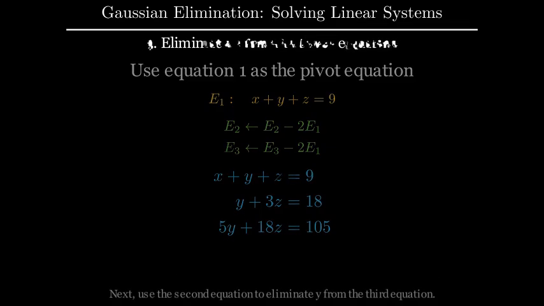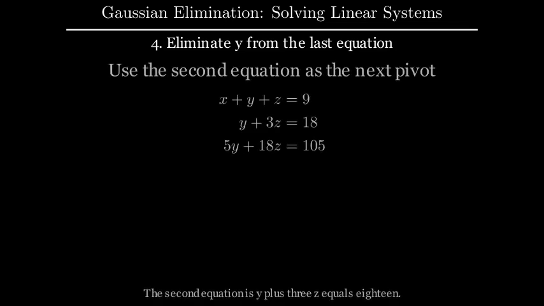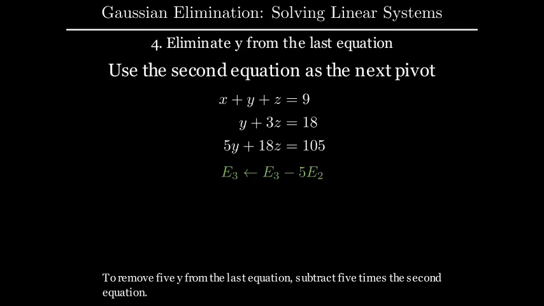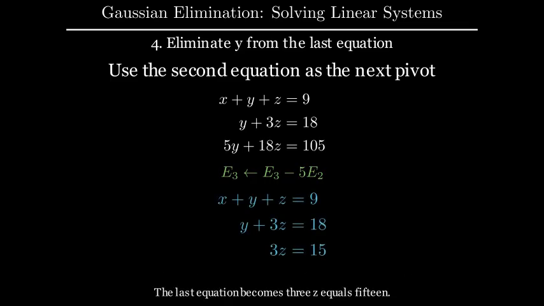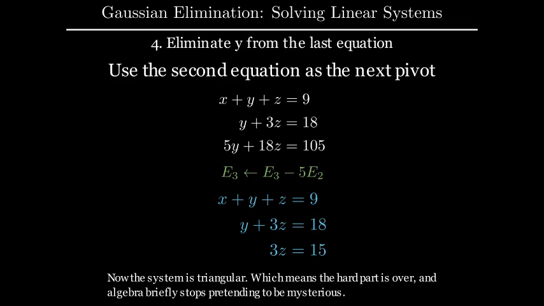Next, use the second equation to eliminate y from the third equation. The second equation is y plus 3z equals 18. To remove 5y from the last equation, subtract 5 times the second equation. The last equation becomes 3z equals 15. Now the system is triangular, which means the hard part is over, and algebra briefly stops pretending to be mysterious.